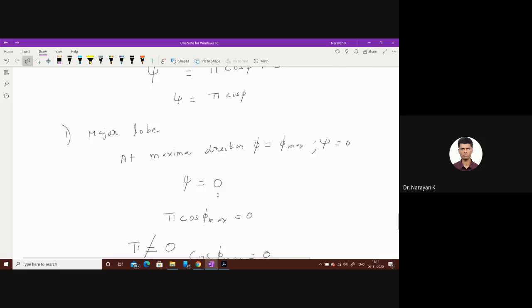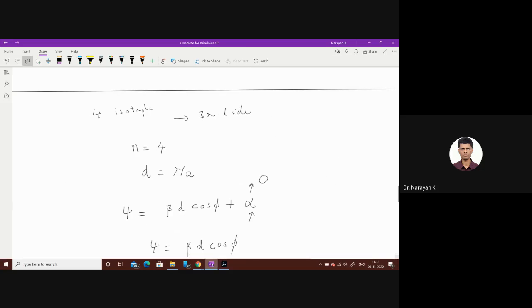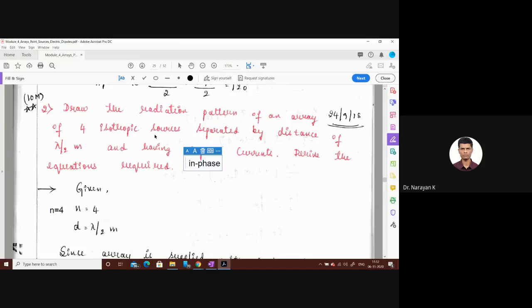See, actually you don't have to do this derivation only. If you read the question, since he has asked you to draw the radiation pattern of an array of 4 isotropic sources separated by a distance of lambda by 2 having in phase currents, derive the equations involved. In phase currents means it is a broadside array. So where will be the maxima direction? 90 and 270. Without even deriving, I know that.